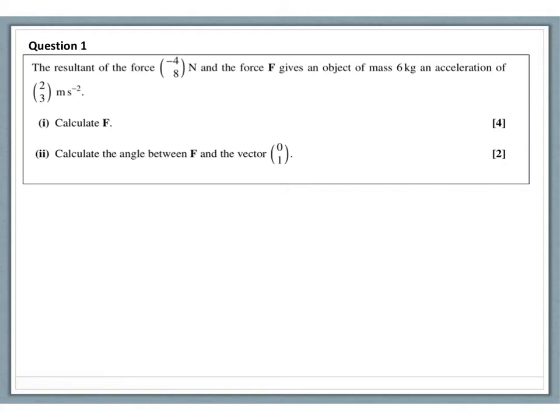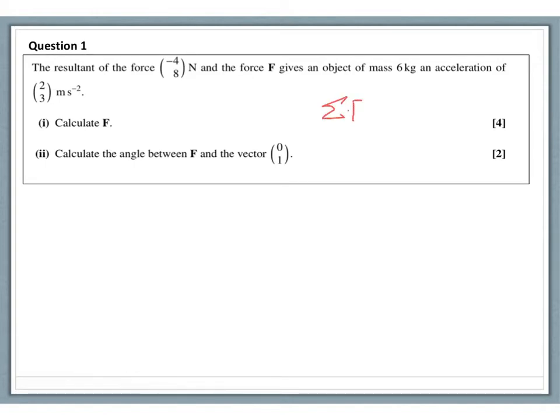If you're not sure about a question, once you've read it, you may wish to work through the question alongside the video. So let's start with question 1. We're told that the resultant of this force and the force F gives an object of mass 6 kilograms an acceleration of 2, 3 meters per second squared. So this is a question all about Newton's second law of motion.